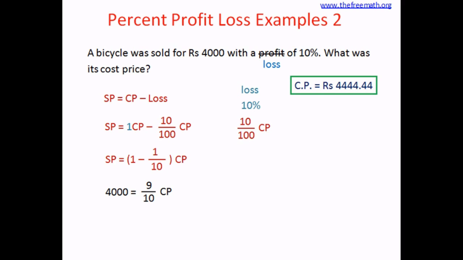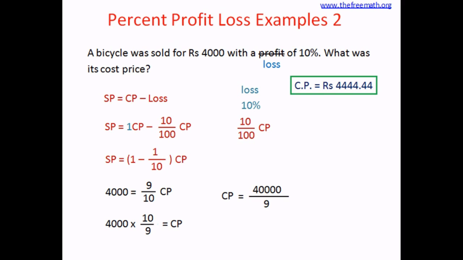On the left hand side, I have substituted the value of SP. The selling price is 4,000, so I have written 4,000 there. That means you have 4,000 equals 9 over 10 CP. Let's multiply both the sides by 10 over 9 so that we can isolate the variable CP. So when you do that, you get 4,000 multiplied by 10 over 9 equals CP. 4,000 multiplied by 10 is 40,000. That means CP equals 40,000 divided by 9.